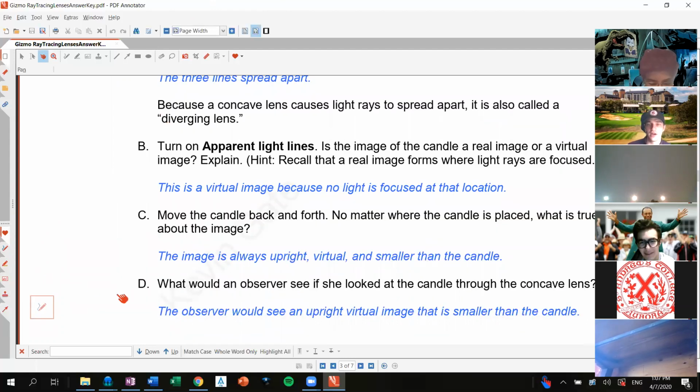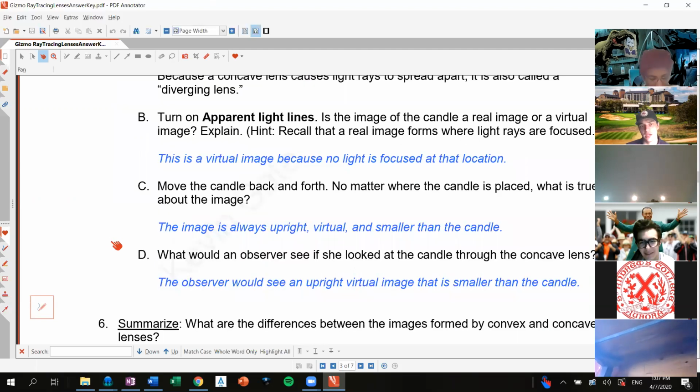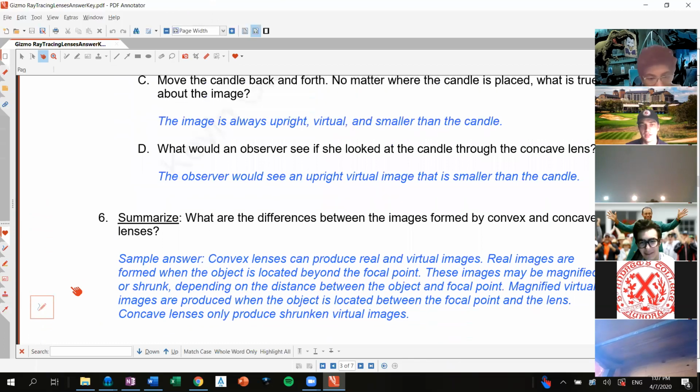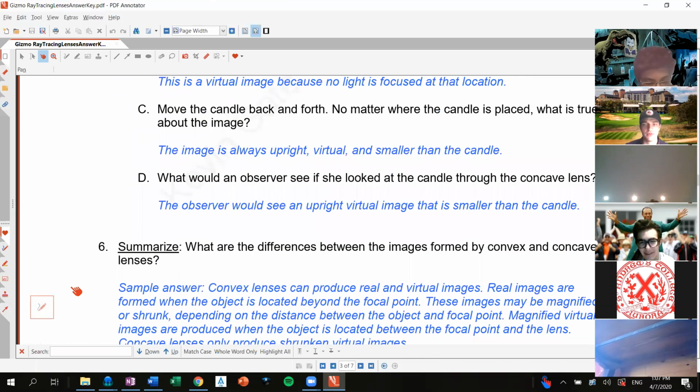Question D asks us finally, what would the observer notice if she looked at the candle through a concave lens? The observer would see an upright virtual image that is smaller than the candle. Question 6 asks us to summarize our findings. What are the differences between the images formed by a convex and concave lens?